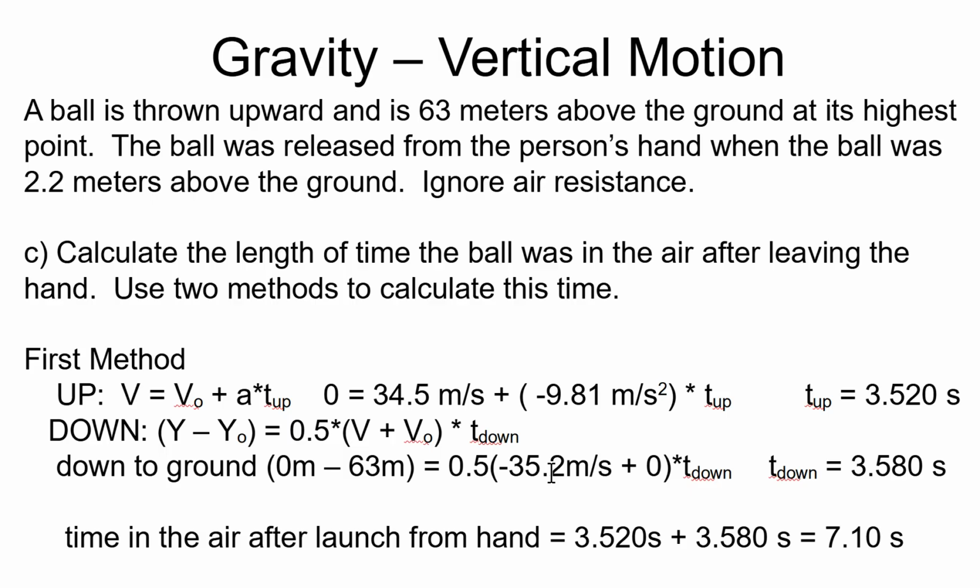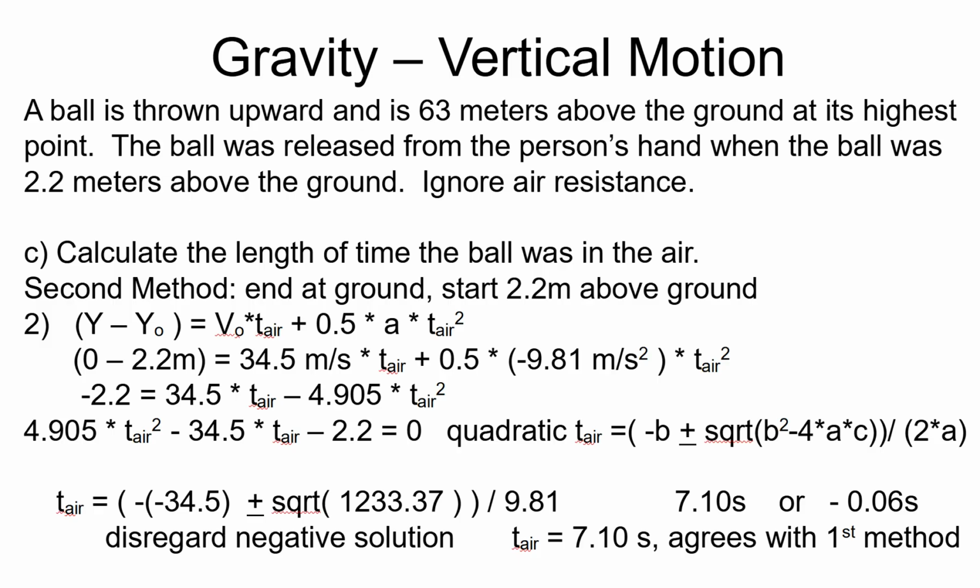Okay, pull out your calculators, pause the video. Minus 63 divided by 0.5 divided by minus 35.2, and I came up with 3.58 seconds. Oh, why is that different? Why is it not 3.52? Well, again, going up, we're starting at the hand. Coming down, we're going all the way down to the ground. So there should be a time difference. If I add the two together, I get the time in the air, 7.1 seconds. Method 2.